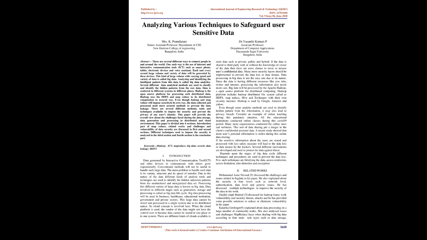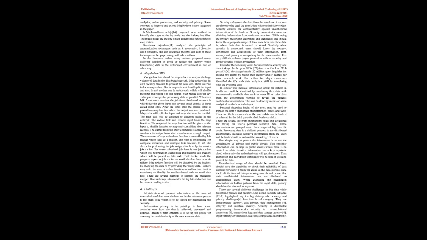Several different mechanisms are developed and used to protect data against threats. Depending upon the stages of the big data cycle, different techniques and procedures are used to prevent data loss. A few such techniques are falsifying the data, access restriction, access limitation, data distortion, and encryption.